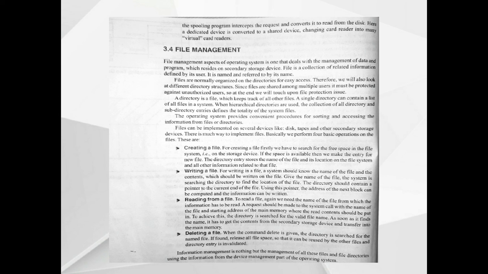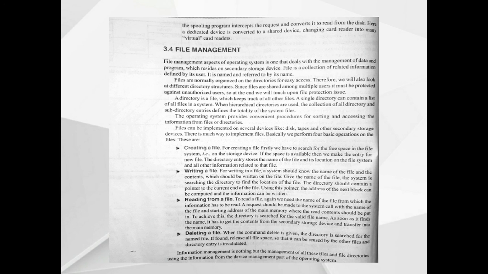The files can be implemented on several devices like disks, tapes, and other secondary storage devices. Basically, we perform four basic operations on a file. The first is creating a file. To create a file, firstly we have to search for free space in the file system, that is, on the storage devices. Is there available space? If the space is available, then we make the entry for the new file, so the new file is created. The directory entry stores the name of the file, its location on the file system, and all other information related to that file.